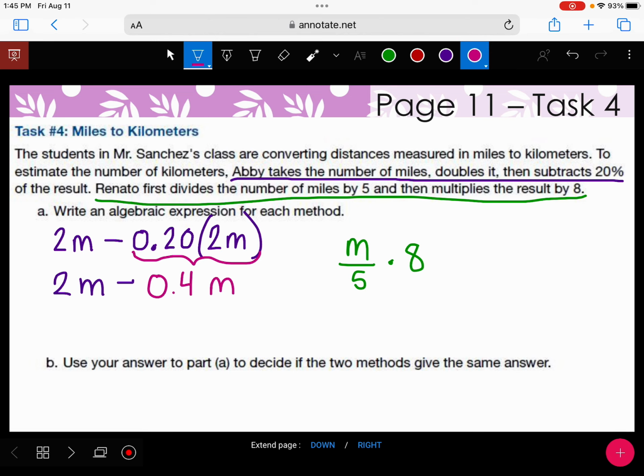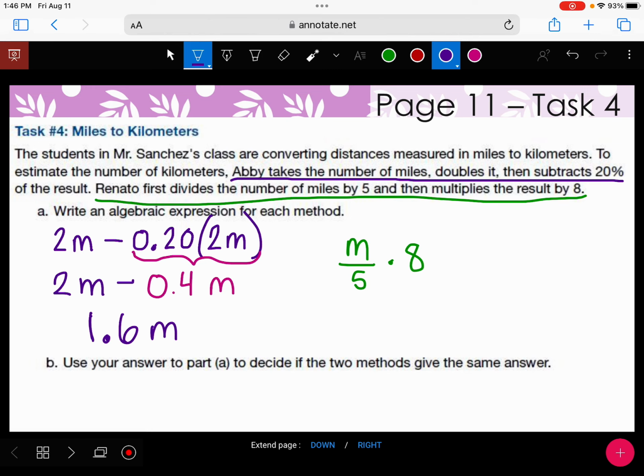Can I simplify that more? If I have 2 mangoes and I take away 0.4 mangoes, I give it away before I eat it. Yeah, so we have 1.6m. Okay. That's not too bad to compare.